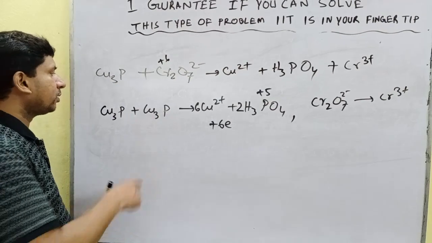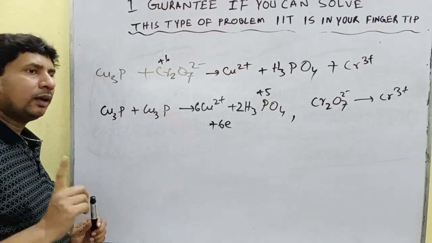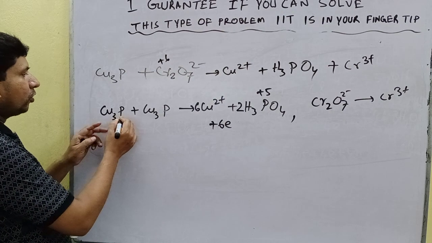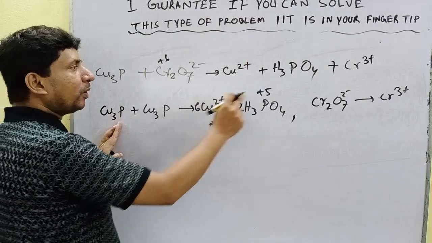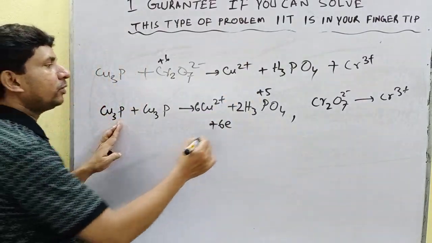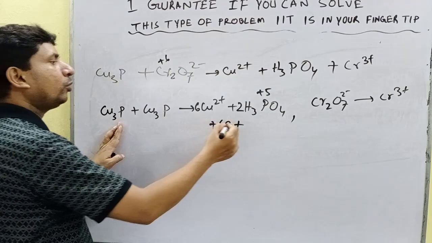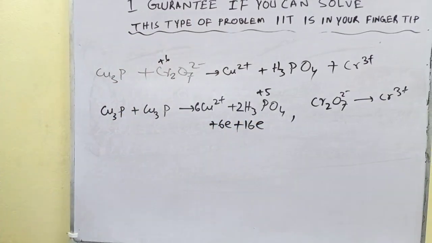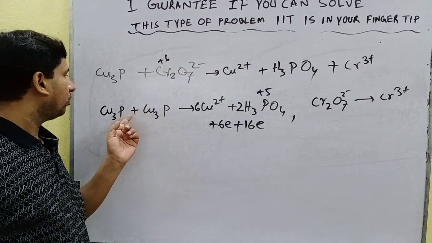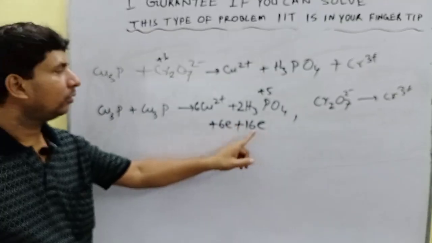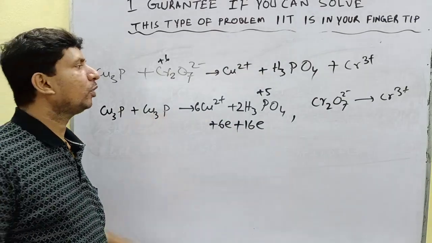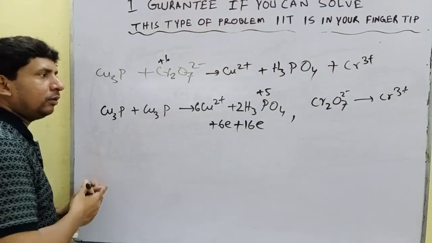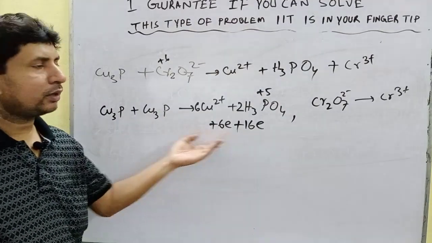Total phosphorus is here 2. That means 16 electrons already changed. So from minus 3 to plus 5, the total number of electrons changed is 8. So for 2 phosphorus, this is 16 electrons changed. Okay. So phosphorus donates 16 electrons by 2 phosphorus. Okay. Clear? So this is the oxidation half reaction and electron balanced equation.